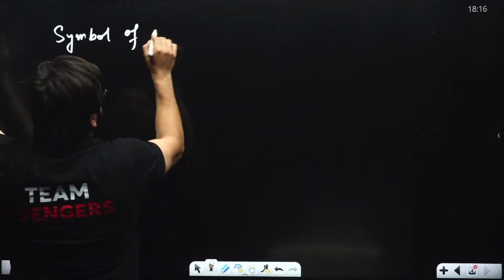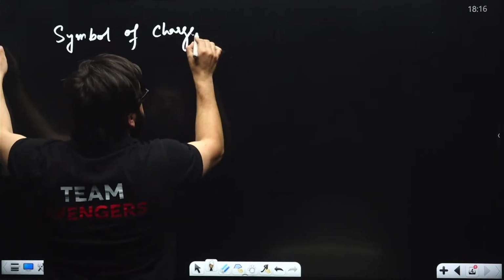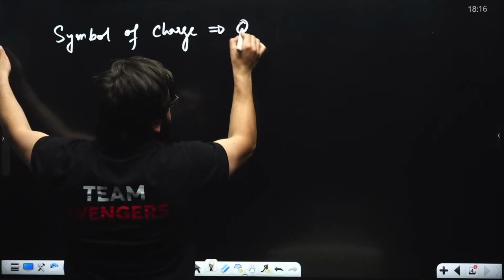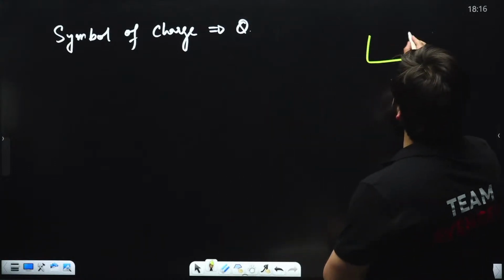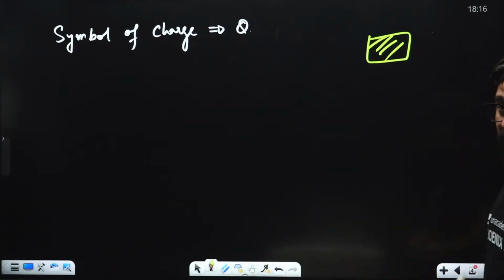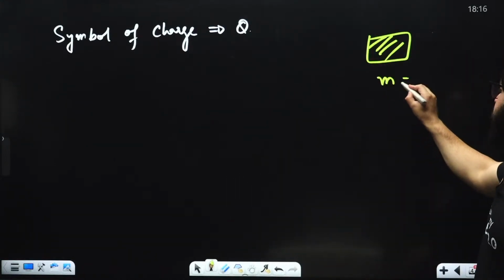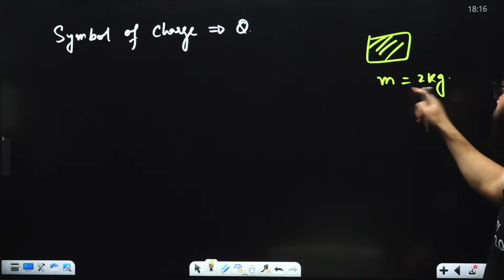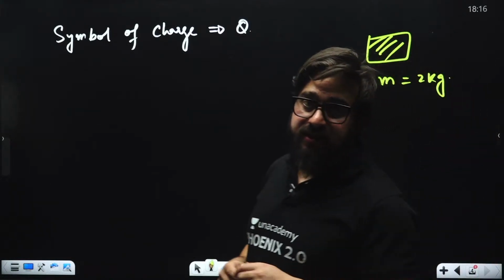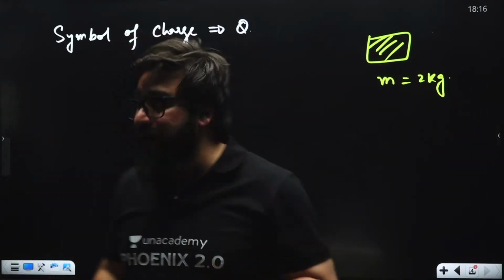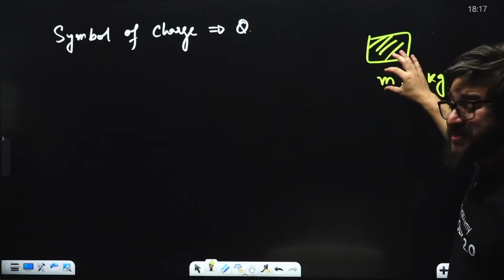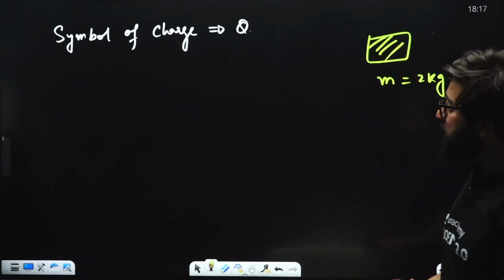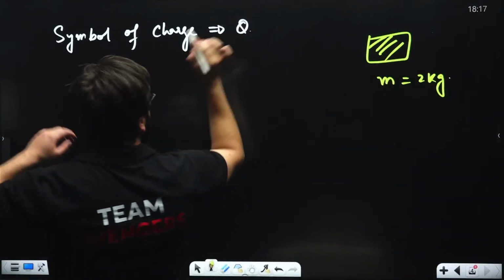Symbol of charge. We say the symbol of charge is simply Q. What does that mean? If I have a block and I say the mass of this block is 2 kg, we write M is equal to 2 kg. M means the mass of the block. M is the symbol of mass. Similarly, when it comes to charge, the symbol of charge is Q.